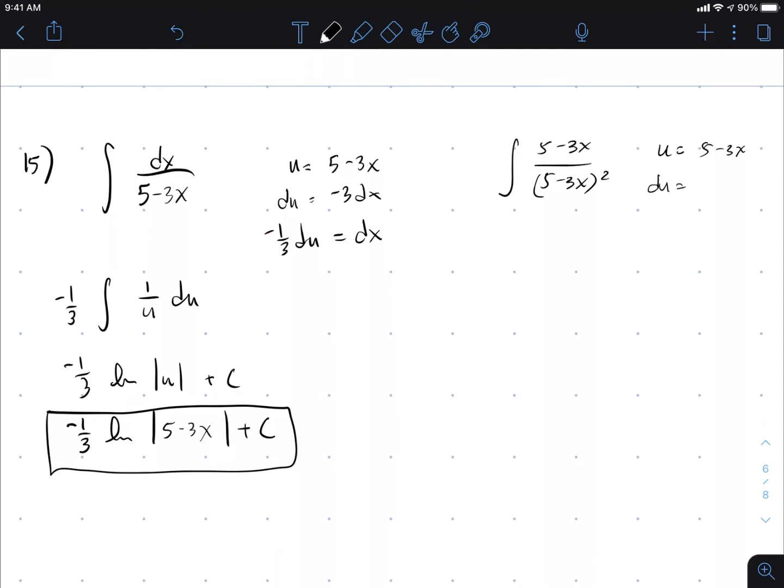So if I did that, look what's going to happen. I'm going to get a negative 3x. I'm going to get a negative 3 dx. And so I'm going to get a negative 1/3 du is equal to dx. So, okay, let's change it just so you can see. And I'm going to get a negative 1/3. And then I'm going to get u over u squared du. Where did that take us? Same place. Multiplying top and bottom by that would do nothing for us here.